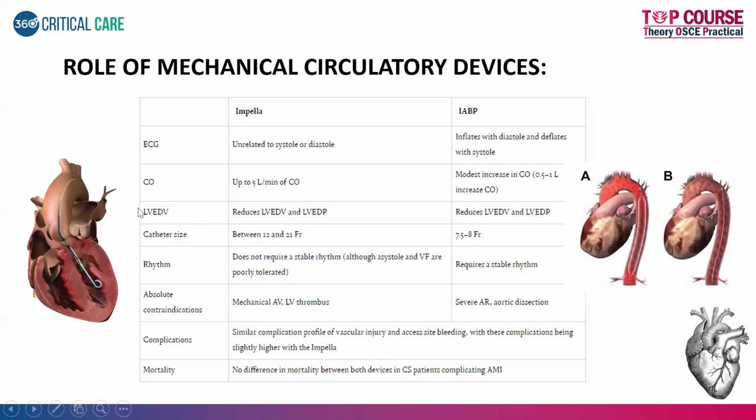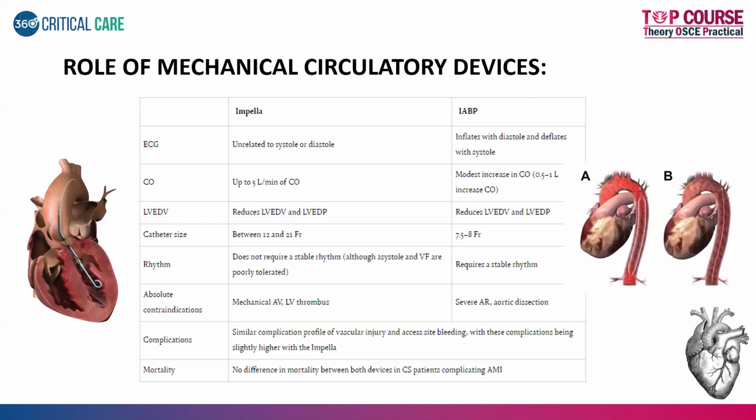Okay, so a major thing that you need to know is IABP usually depends on the rhythm, so it requires a stable rhythm, which is not required in a patient who has Impella. The cardiac output improvement is actually very modest in IABP, roughly 0.5 to 1 liter, as compared to 5 liters in Impella. So Impella theoretically has very good improvement characteristics as compared to IABP.